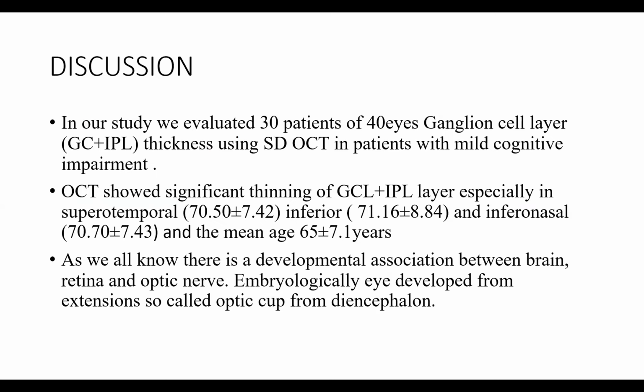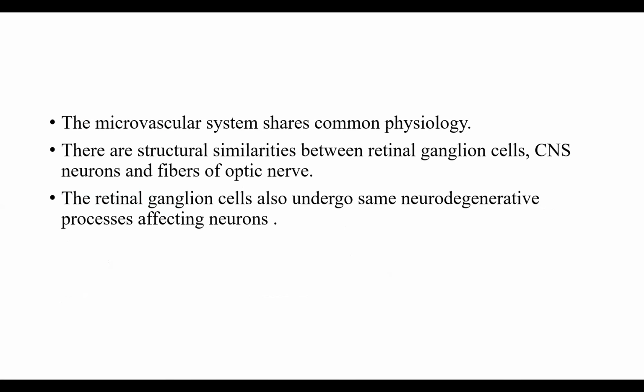As we all know, there is a developmental association between the brain, retina and optic nerve. Embryologically, the eye develops as an extension, the so-called optic cup, from the diencephalon. The microvascular system shares common physiology, and there are structural similarities between retinal ganglion cells, CNS, and the fibers of the optic nerve. The retinal ganglion cells also undergo the same neurodegenerative process affecting the neurons.